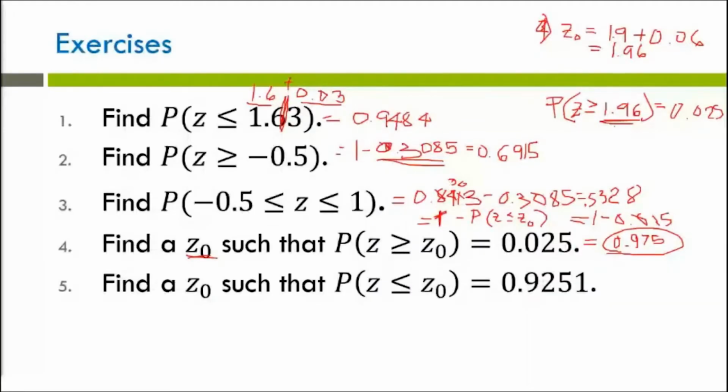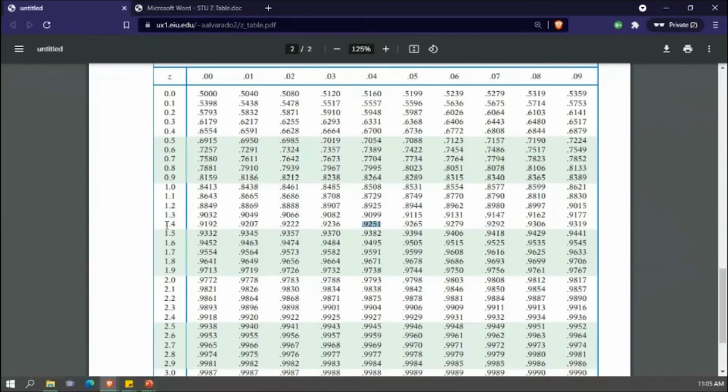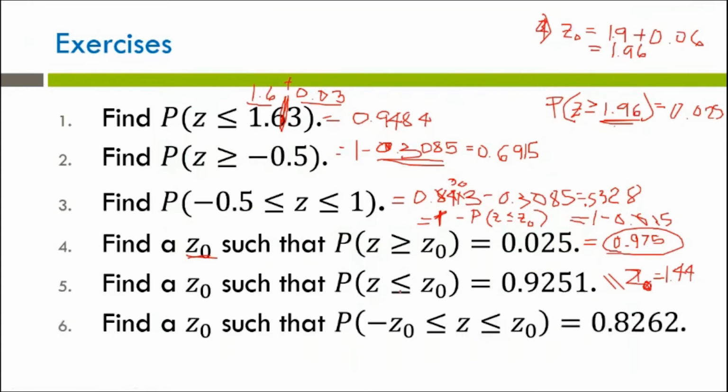So we have 1.4 plus 0.04, which means our z here, okay, it's not writing. Okay, our z sub 0 is 1.44. 9251. Okay, I'll be rechecking. Okay, 9251. That's 1.4 plus 0.04, that's 1.44. Okay, and lastly, we have this.